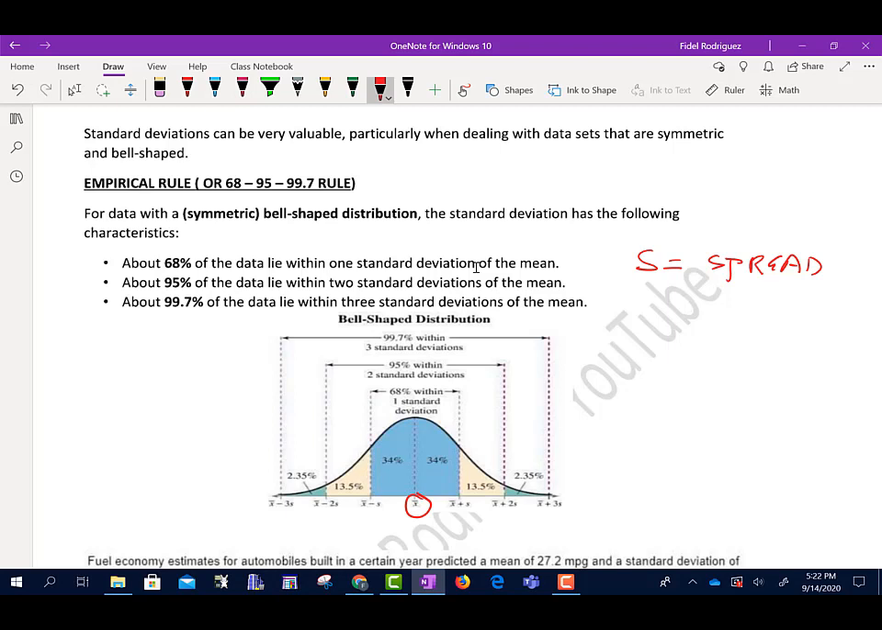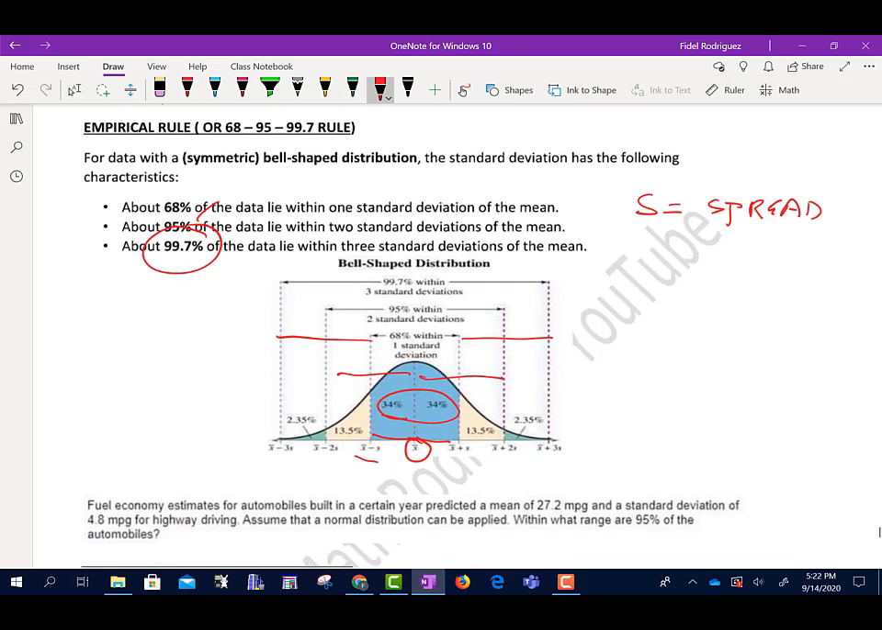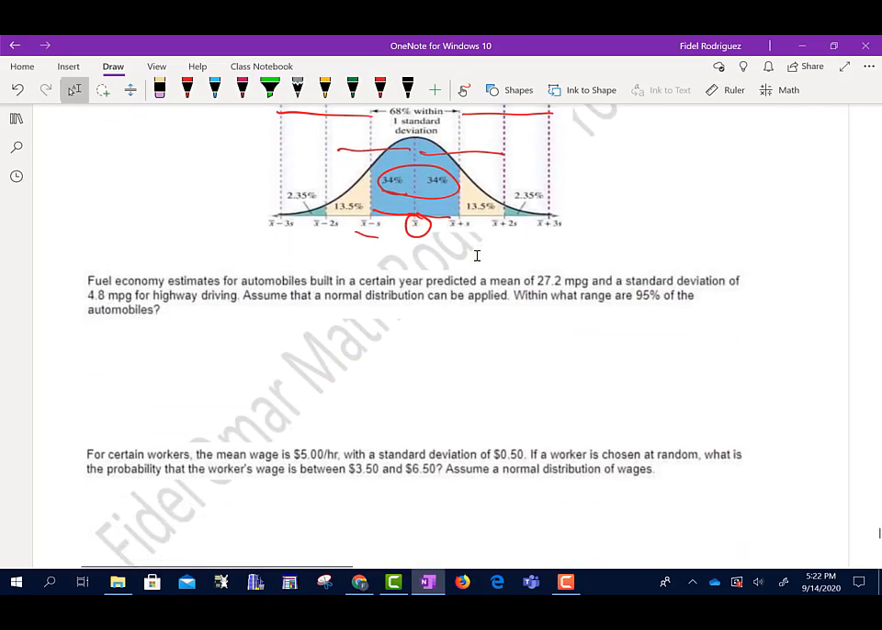So here's my spread, right? And one standard deviation, one smaller and one bigger, we would have 68%. Two smaller, we would have the 95%. And three smaller, we would have the 99.7%. They're all going to lie within there, okay? So I'm going to show you how we can use that information to figure this thing out here.